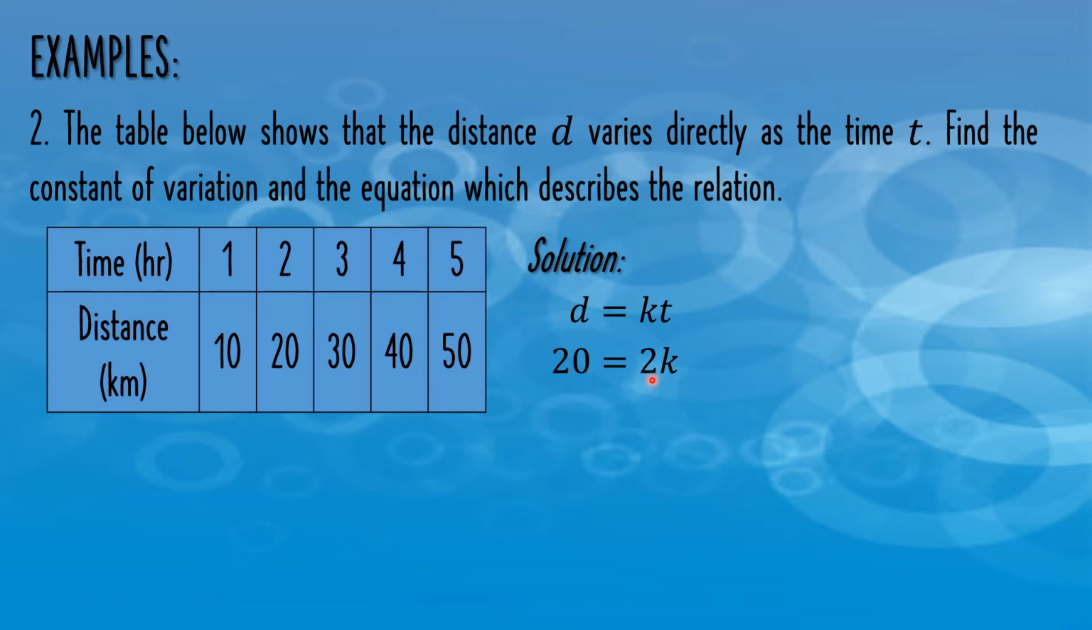Bakit nauna yung 2 kaysa sa k? Pero dito sa ating formula nauna ang k. Ito ay dahil kapag magkatabi ang letter at number, palagi pong mauuna yung number. And then next, for us to find the value of k, we have to divide both sides by 2 para makancel yung 2 sa kaliwa ng k.